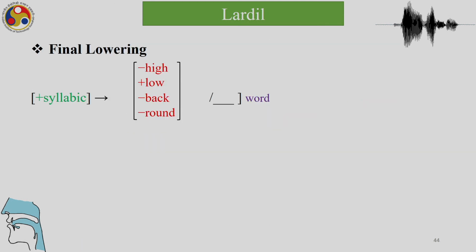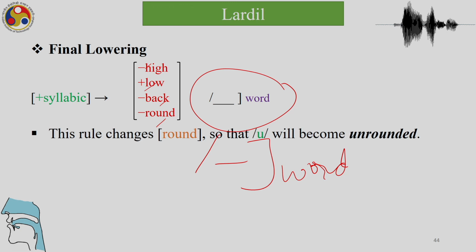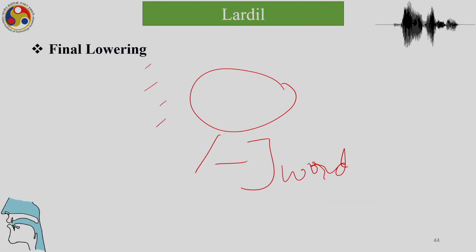So what is final lowering? A vowel becomes low. This is minus high and low, and minus back, minus round in the word final position, as shown by the way this is written, as we have discussed rule writing before. So this rule changes round so that u will become unrounded. So the u becomes unrounded, and as a result we have changed to e in the accusative future also.